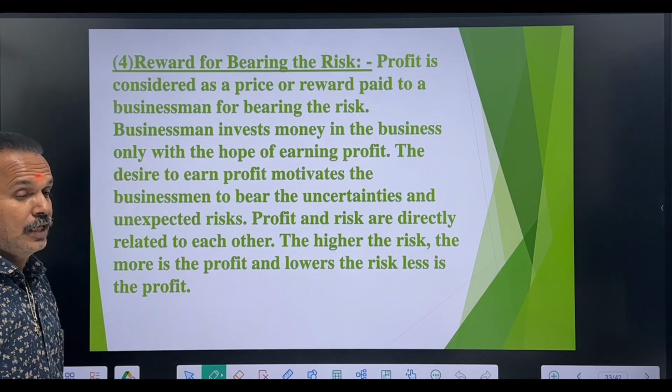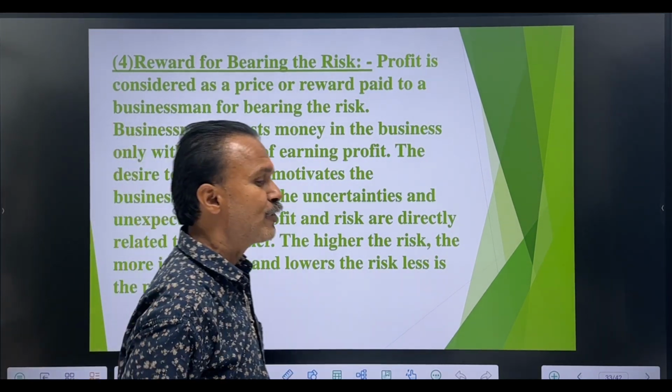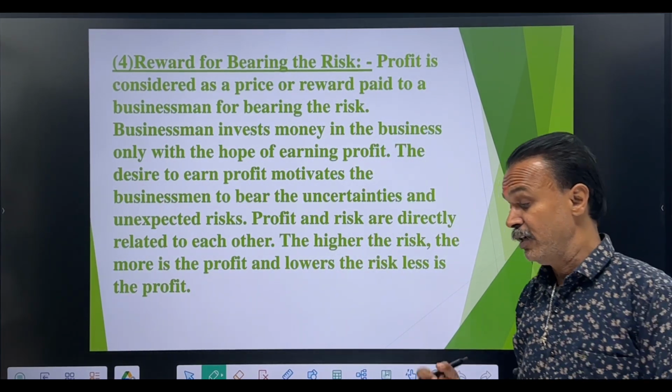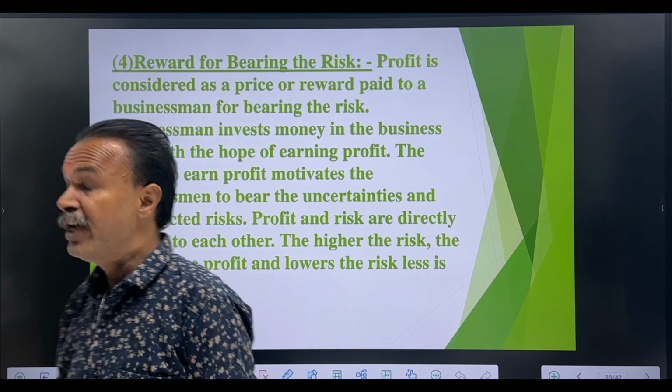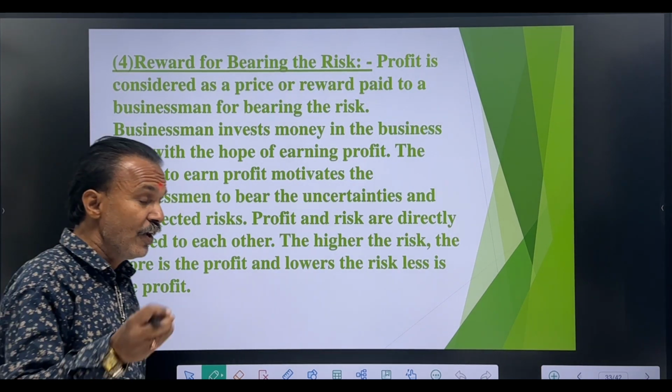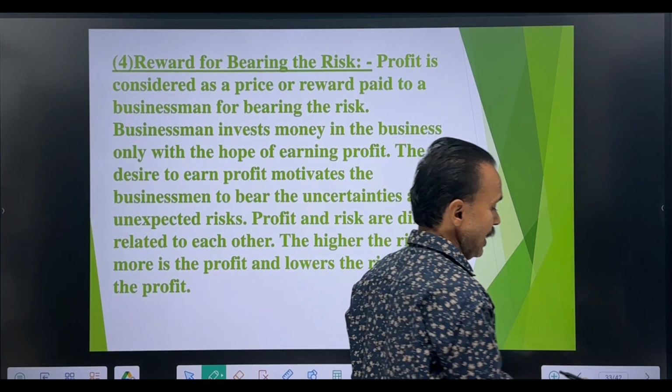Reward of bearing the risk. Businessmen bear different types of risk, that is, change in demand, change in taste, change in technology, etc. Due to bearing all these types of risk, the reward which is given to the businessman is called profit. So profit is the reward of bearing risk by the businessman.